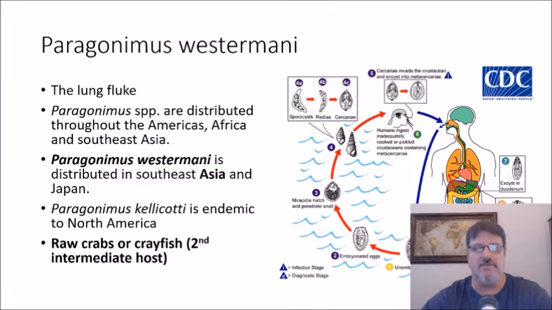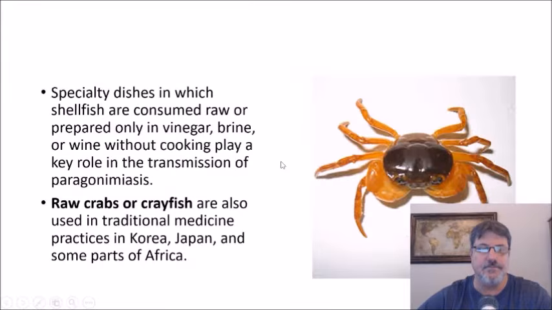And as I mentioned, the snail is the first intermediate host. With this parasite, raw crabs or crayfish are the second intermediate host. Specialty dishes in which shellfish are consumed raw or prepared only in vinegar, brine, or wine without cooking play a key role in the transmission of Paragonimus. Raw crabs or crayfish are also used in traditional medicine, different practices in Korea, Japan, and in some parts of Africa.